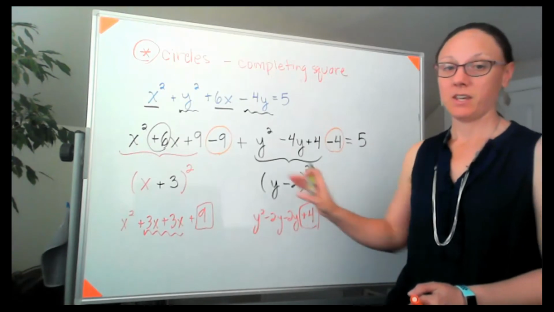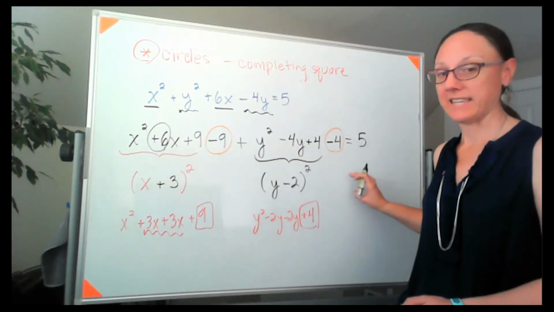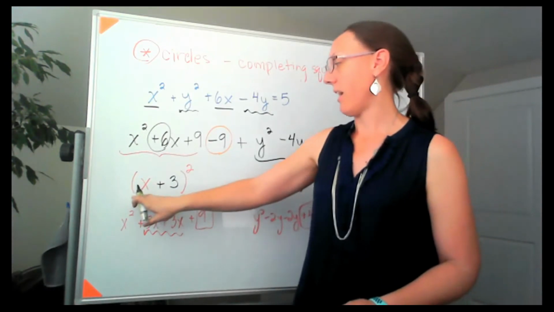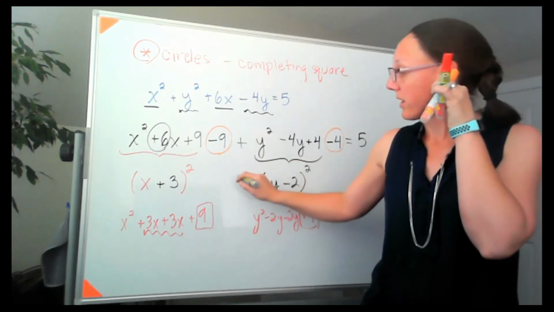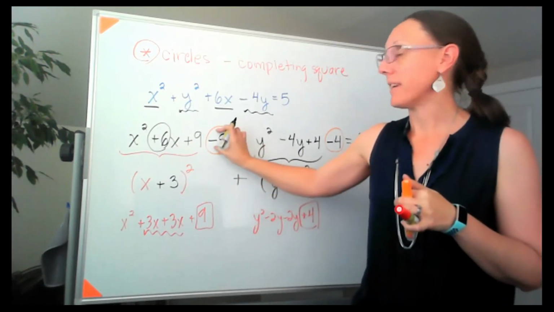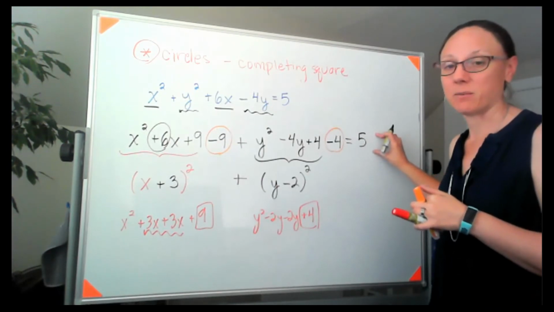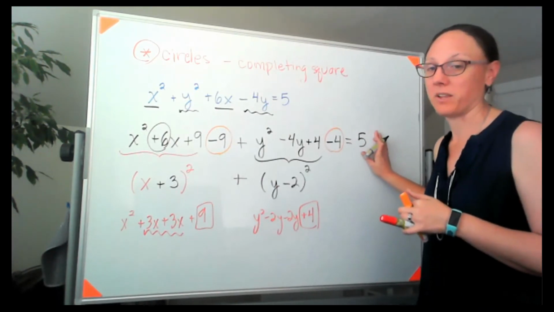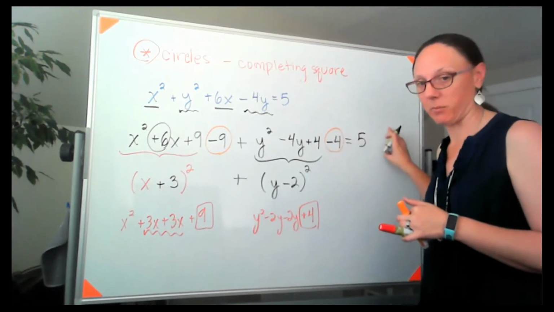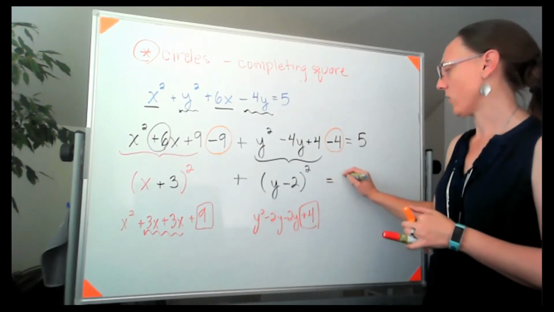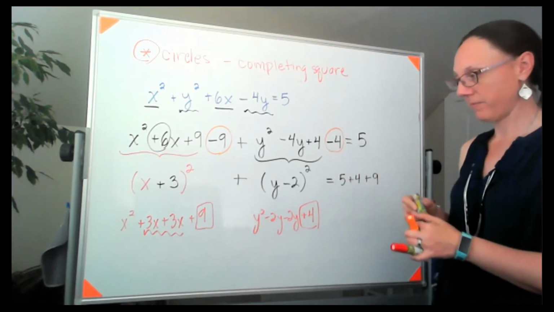So to get to our standard form, this middle line here, I've got that (x + 3)^2, got this plus right here, but I'm going to take that minus 9, I'm going to add 9 to both sides so that I end up with a plus 9 over here. And I'm going to add 4 to both sides so that I end up with a plus 4 over here. So I'd end up with 5 plus 4 plus 9.